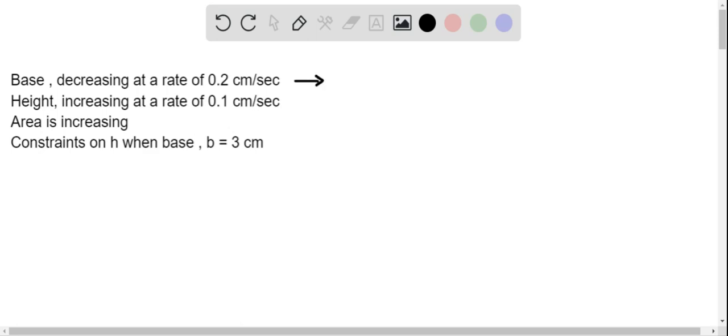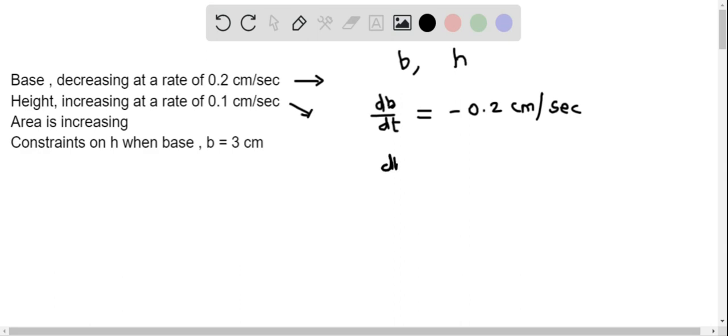I'm going to write down this information, that is, the base is decreasing. Let's suppose the base of the triangle is denoted by B, and the height of the triangle is denoted by H. So therefore we can write down the rate of change of base as dB over dt, since it changes with respect to time, and this is given as negative 0.2 centimeter per second. I put the negative because it is decreasing. And similarly, the rate of change of height, dH by dt, is given as 0.1 centimeter per second.